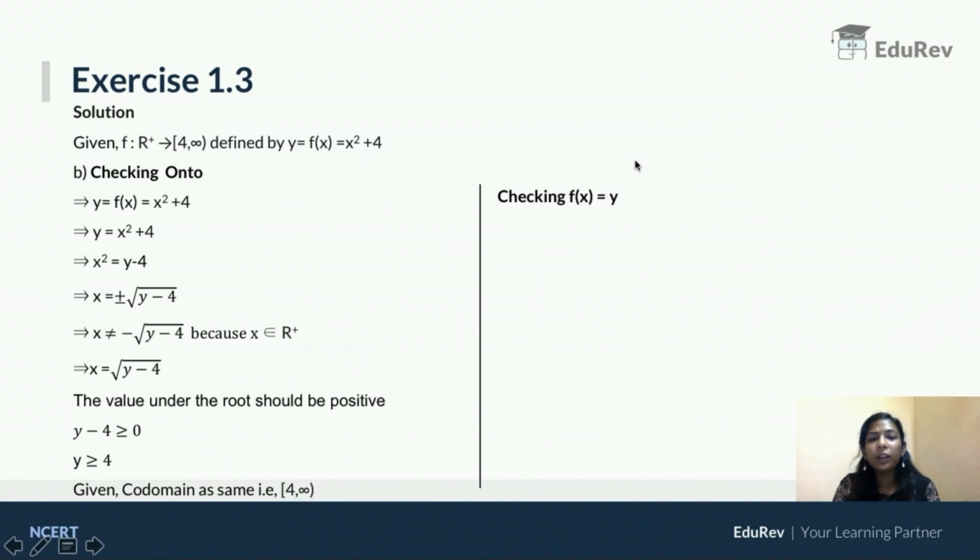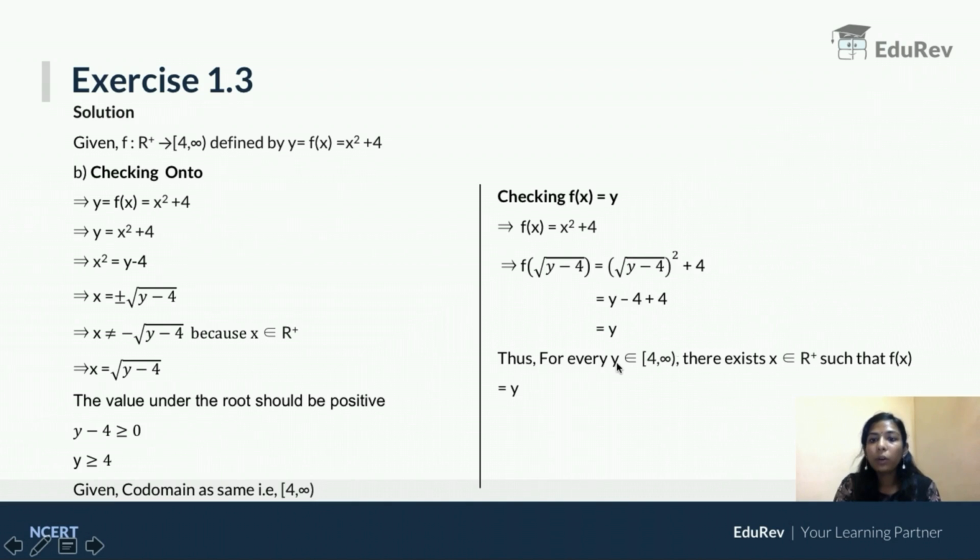Now we have to check for f of x is equal to y. F of x is equal to x square plus 4. What is x? We have got root of y minus 4. I am replacing x with that value. So f of root of y minus 4 is equal to root of y minus 4 whole square plus 4. Square and root gets cancelled. So y minus 4 plus 4. What will be the value? Y. So now I can conclude for every value of y which belongs to the closed interval 4 to infinity, there exists an element x which belongs to positive real numbers such that f of x is equal to y. Hence I can conclude the given function is onto.